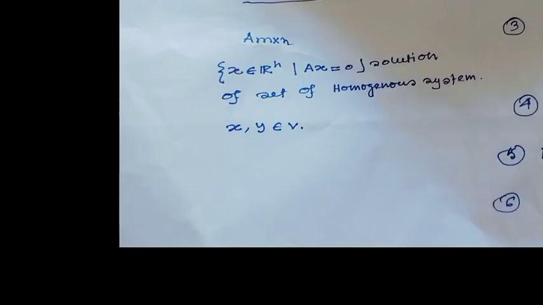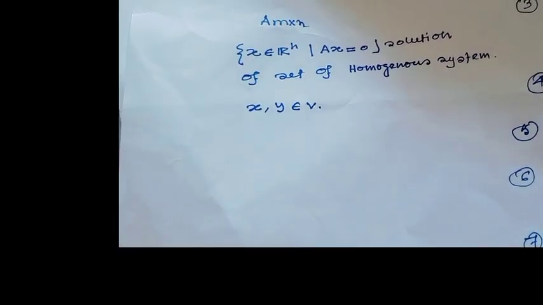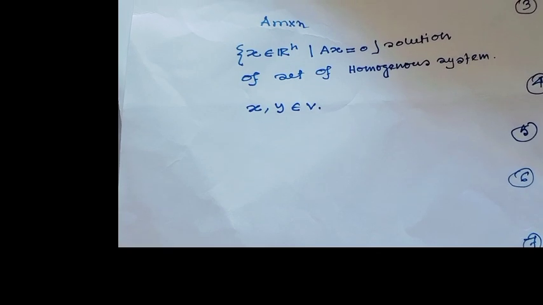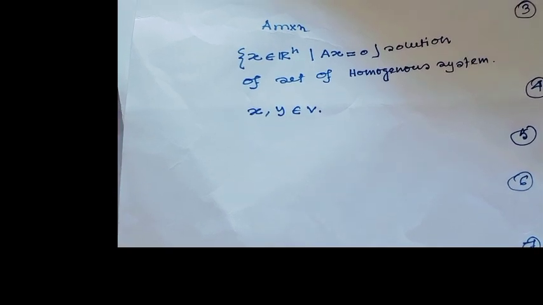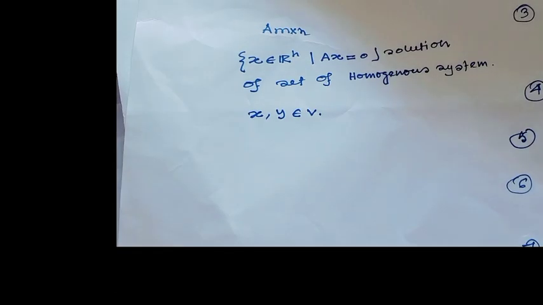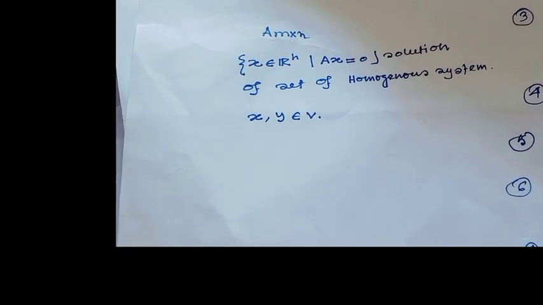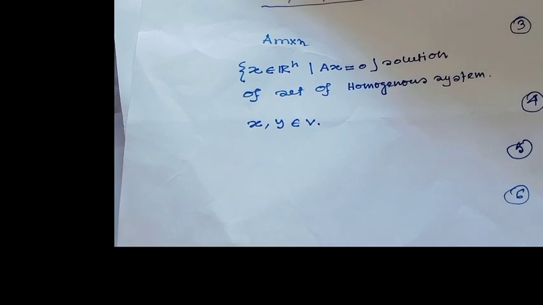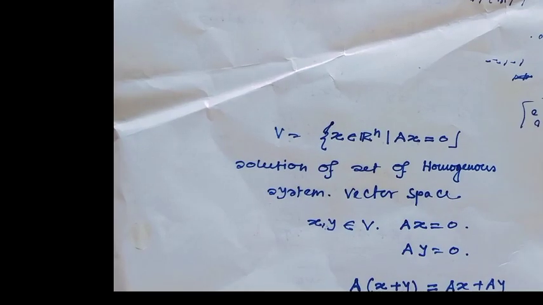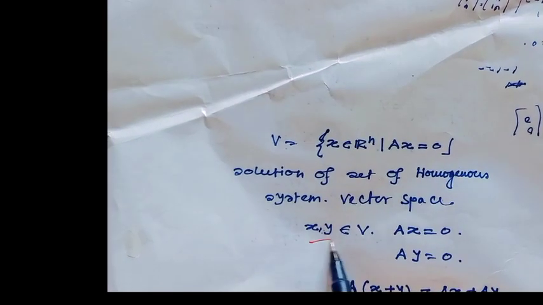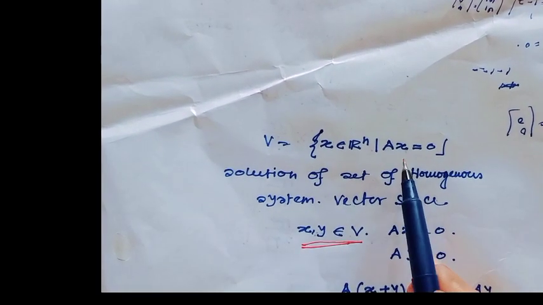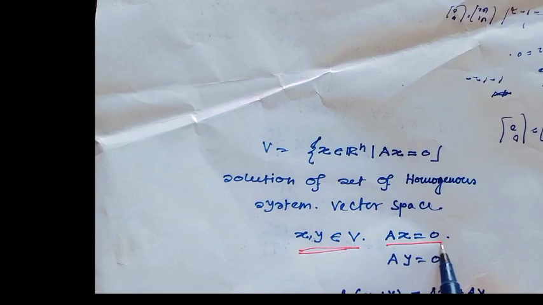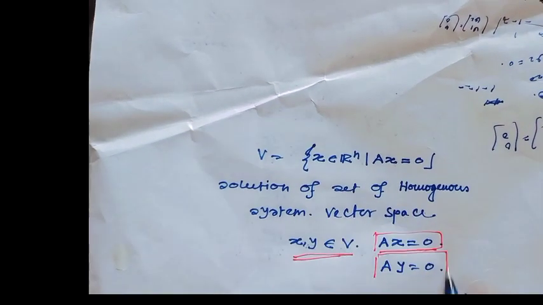Now consider another type of vector space. A belongs to the set of M cross N matrices. Then consider the set of solutions x belonging to Rn such that Ax equals 0. Obviously this set of solutions is a homogeneous system of equations, as we all know. This set of solutions is actually a vector space, because if we consider 2 elements x and y belonging to this set, then Ax equals 0 and Ay equals 0.